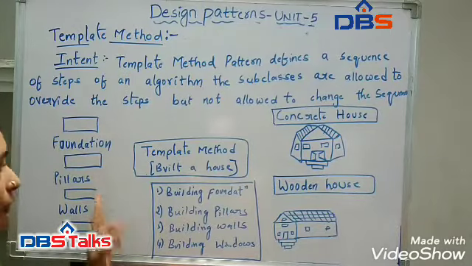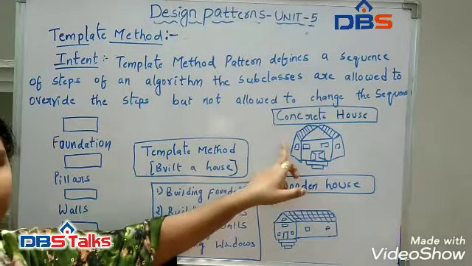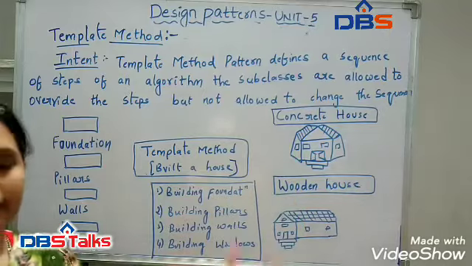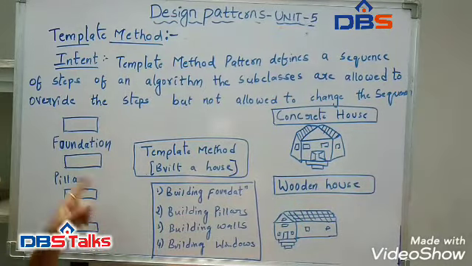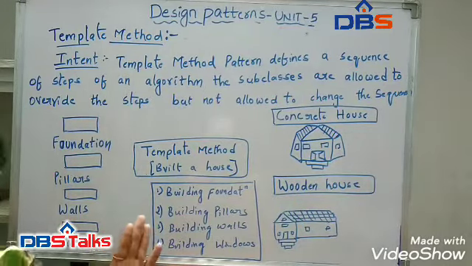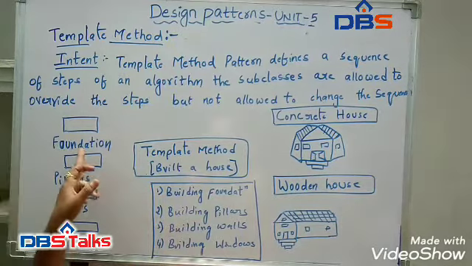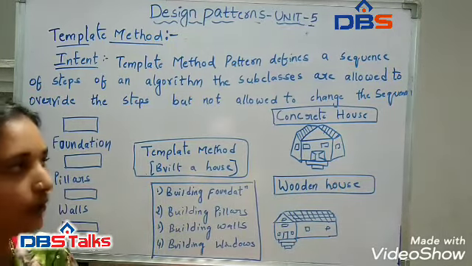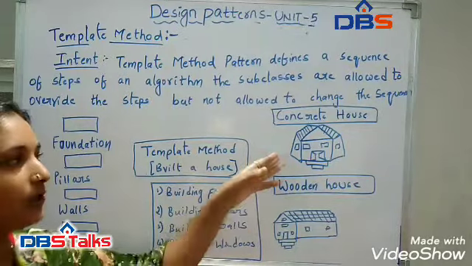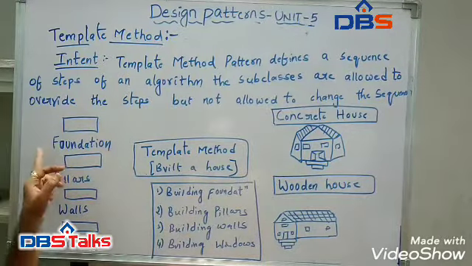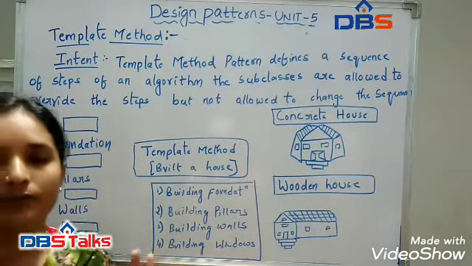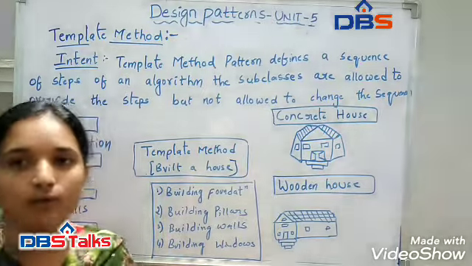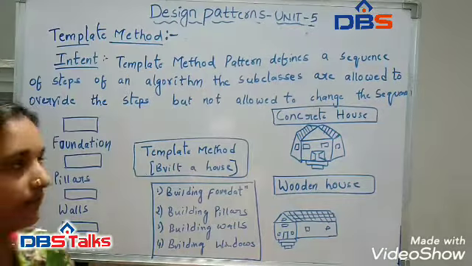We have to follow these steps to build a concrete house or a wooden house or any other house. Here, first of all, the first step is that we have to build a foundation. So in order to build a concrete house, we have to follow some steps. The first step is to construct a foundation, which means we have to build a foundation.